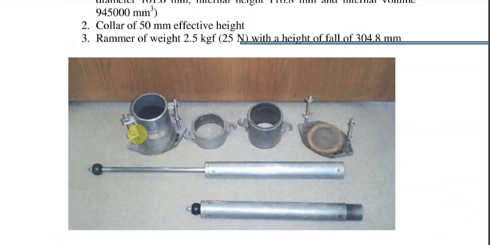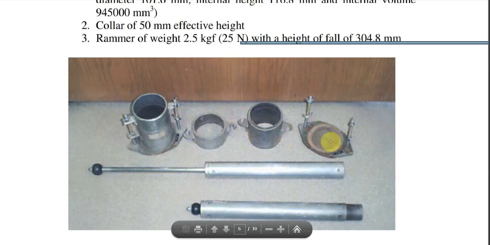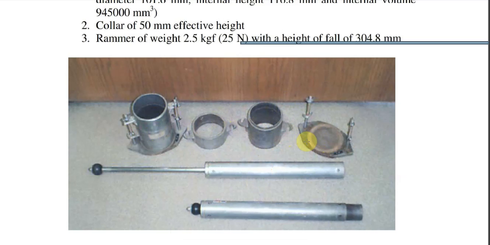You need a mold. That mold is made of three parts. This is the collar, which can be detached from the mold. This is my mold, and this is the base plate. The mold is attached to the base plate, and the collar can also be attached to the mold. So all three parts are detachable from each other.